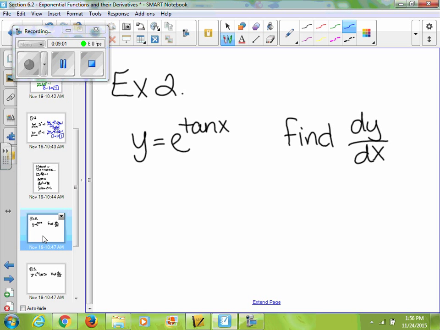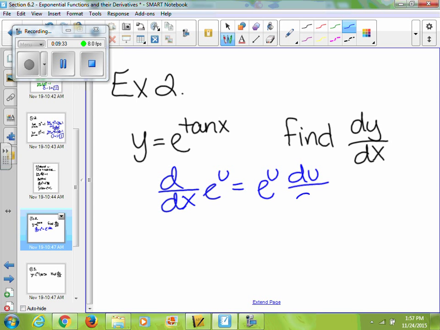Alright, so let's look at putting some of these to use then. So if I look at example 2, I'm given y equals e to the tangent of x, and I'm asked to find dy/dx. I'm asked to find my derivative of y in terms of x. So I'm going to use my chain rule, which says that my derivative of e to the u is e to the u times the derivative of u. So in order to make that true, I'm going to let u equal tangent of x.